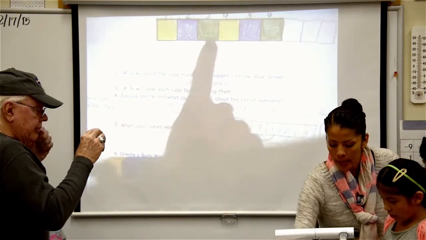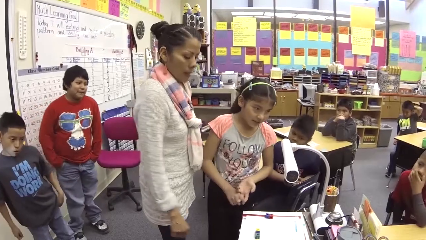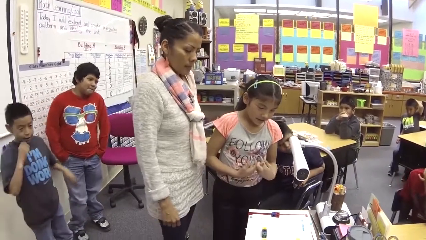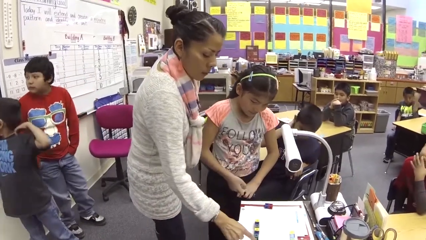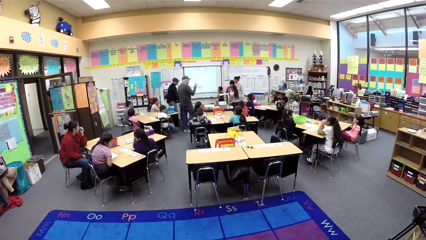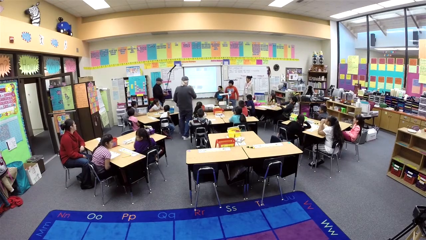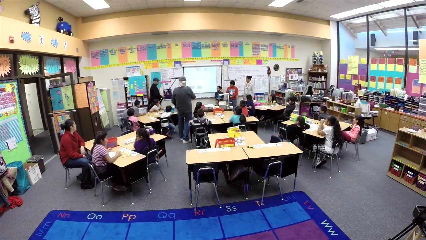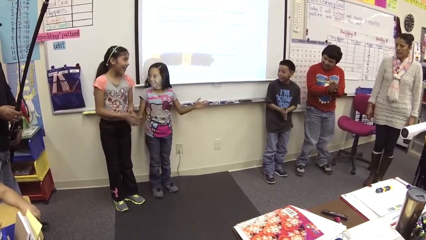Did you guys notice that these were skip counting by 3s? No? Okay. So what color comes next? Yellow. So we have this, and then we will connect another yellow. Okay, show us your body movement. Ready? Go.